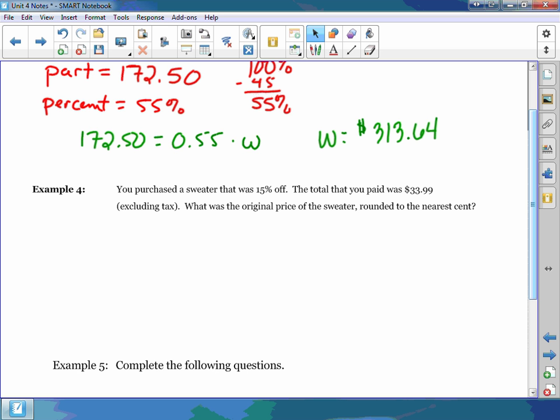Now, if you check around with your group, do we have a little bit more consistency this time? How much do you think this sweater originally cost before this discount was applied? Jack, what'd you get? He said $39.99. Did anybody else get $39.99? Very good. How did you approach it, Jack? What'd you do?